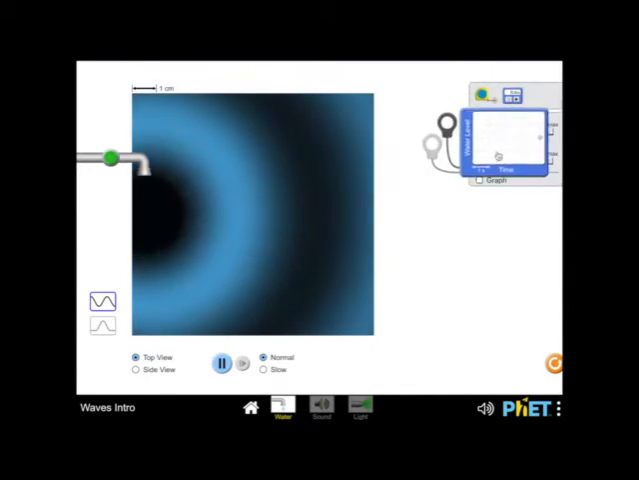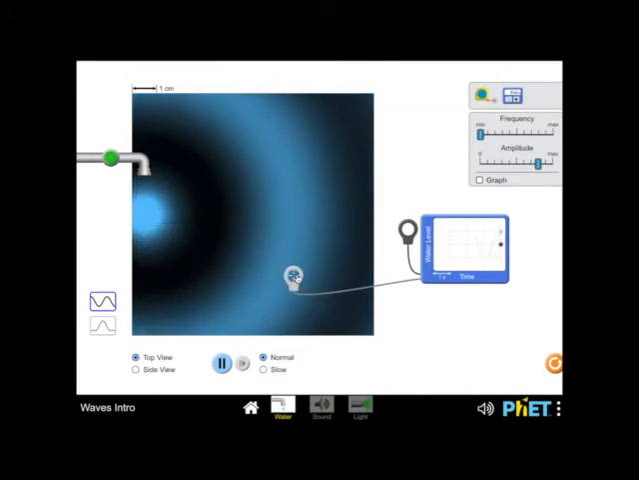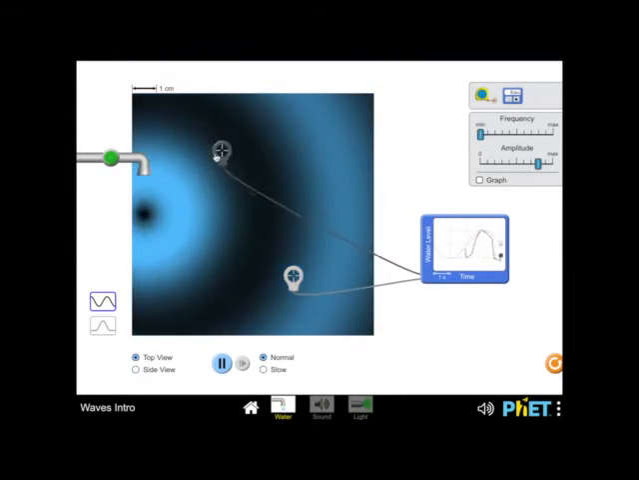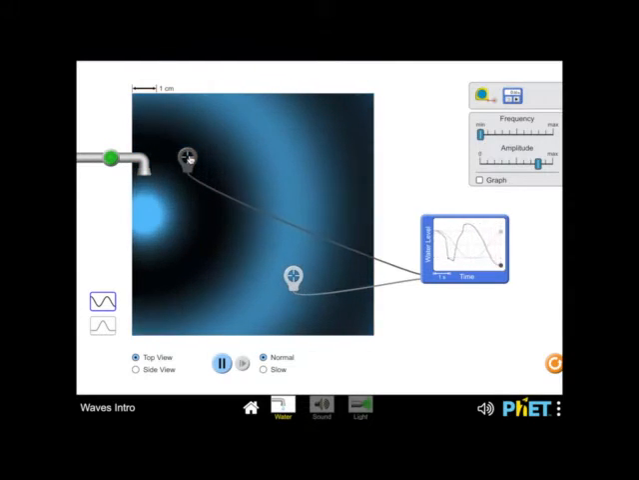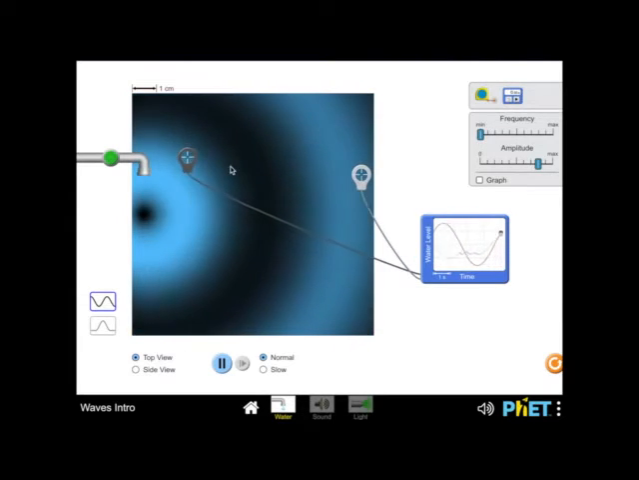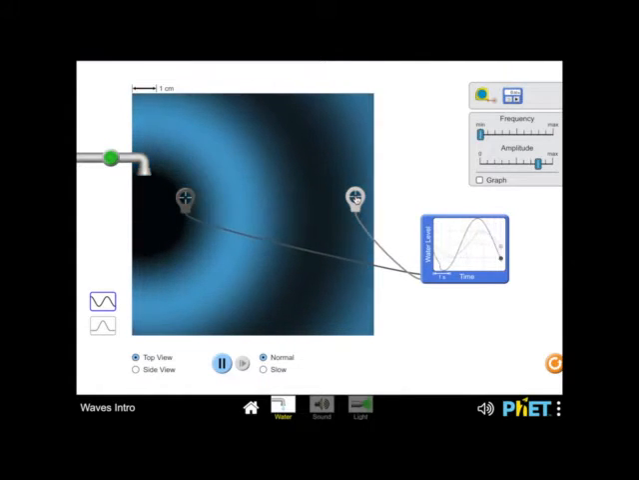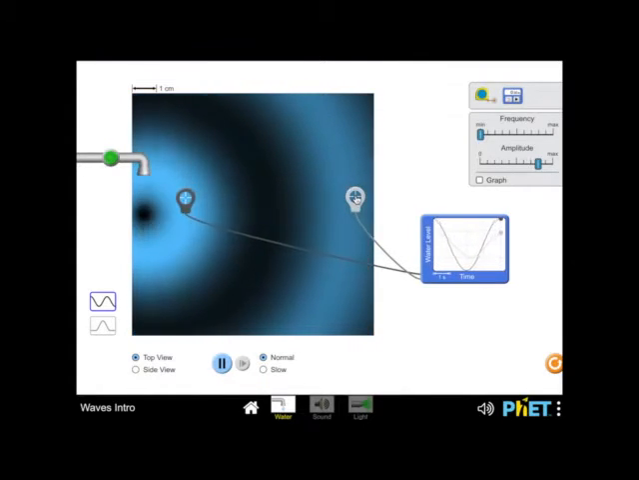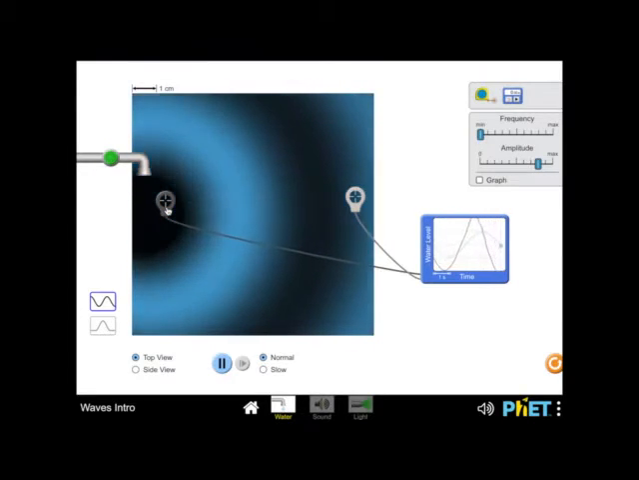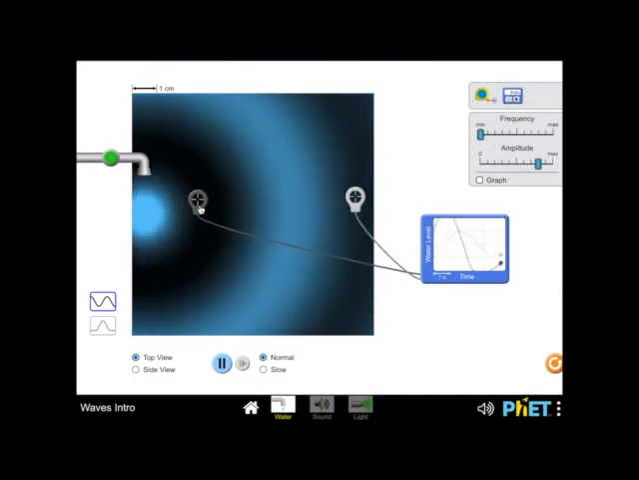This one is a water level meter. So it tells us what the water level is at any point. Now, if I put this sensor farther away from the source and then this one closer to the source, you can see the difference in the wave heights, or the amplitude of the wave. So as you're closer to the source, the amplitude is much higher. As you're further away from the source, the amplitude's much lower. That's because the energy of the wave is getting spread out as the wave moves in a larger and larger circle.